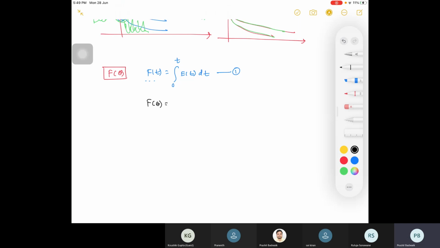This is where you are having E t into dt, and then we calculated F of t, right, by integrating it.